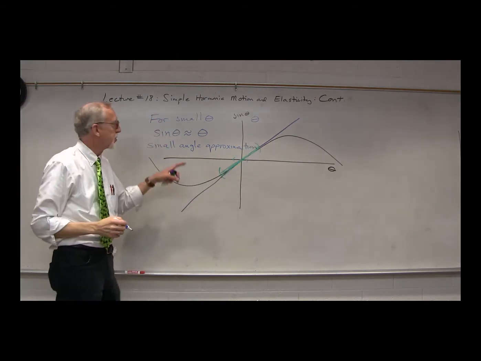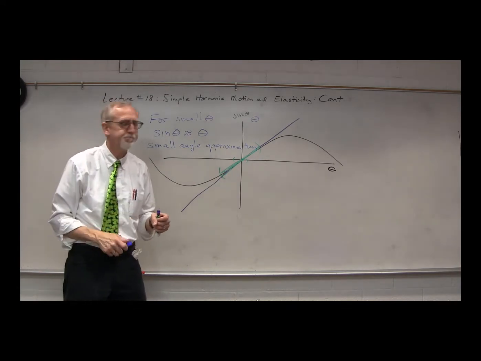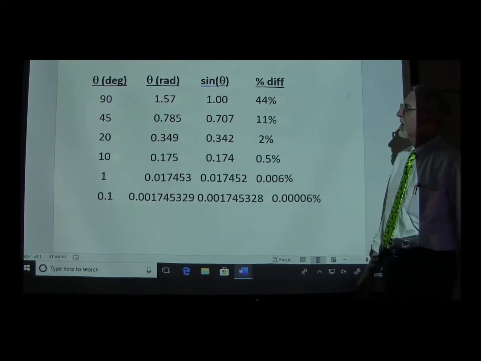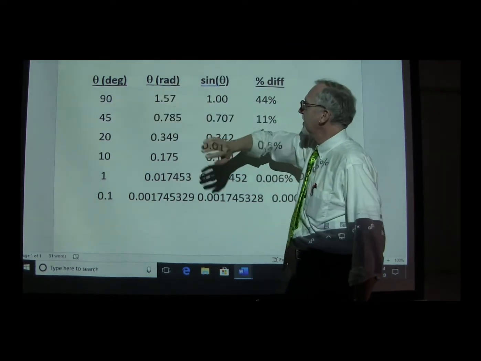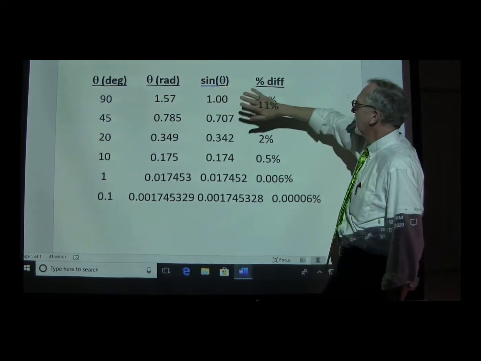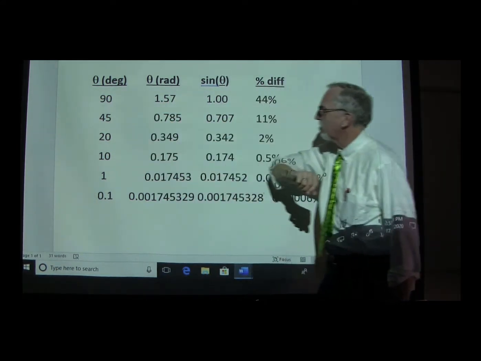The small angle approximation for sine of theta. Okay, let's take a look at some numbers. Here we've got some angles in degrees and then converted into radians, the sine of the angle, and then the percent difference. So starting out with a large angle, let's say 90 degrees.